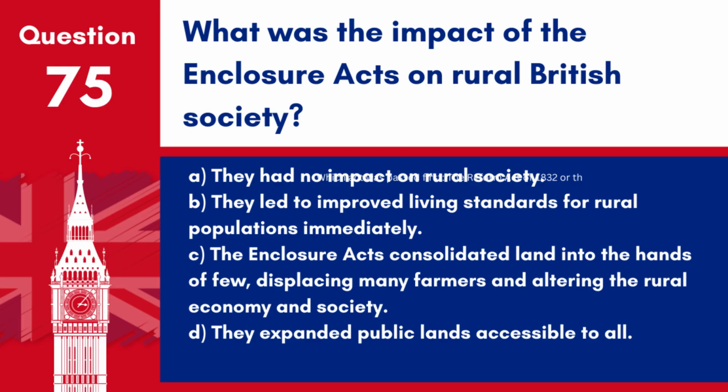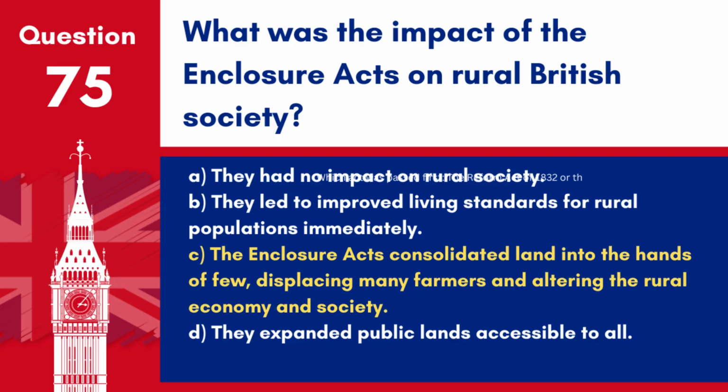Question 75. What was the impact of the Enclosure Acts on rural British society? A. They had no impact on rural society. B. They led to improved living standards for rural populations immediately. C. The Enclosure Acts consolidated land into the hands of few, displacing many farmers and altering the rural economy and society. D. They expanded public lands accessible to all.